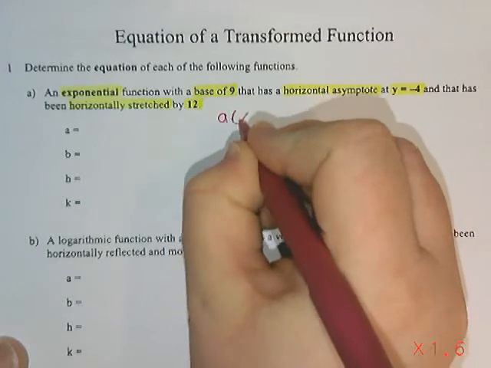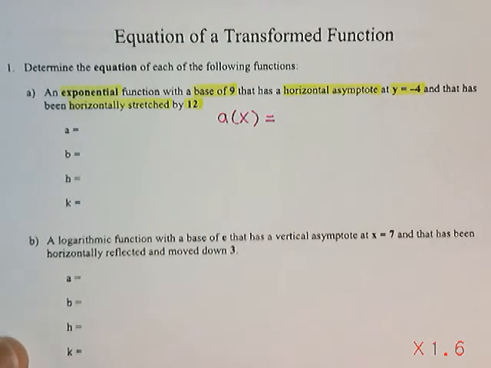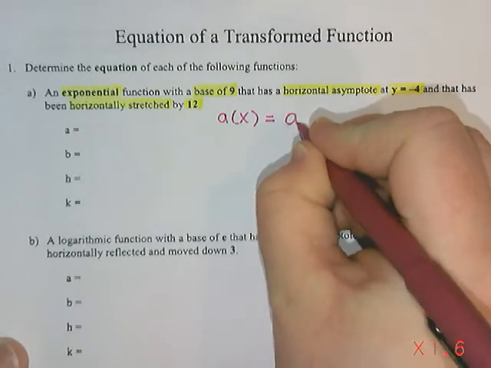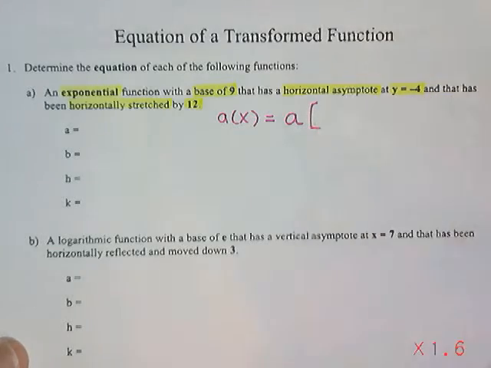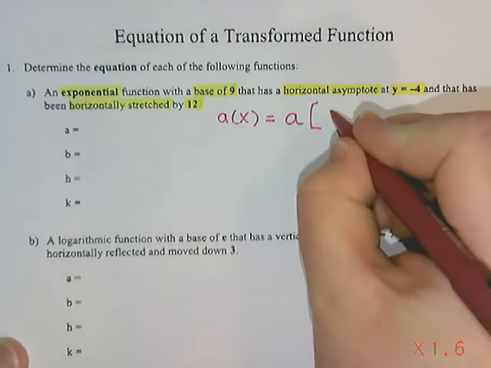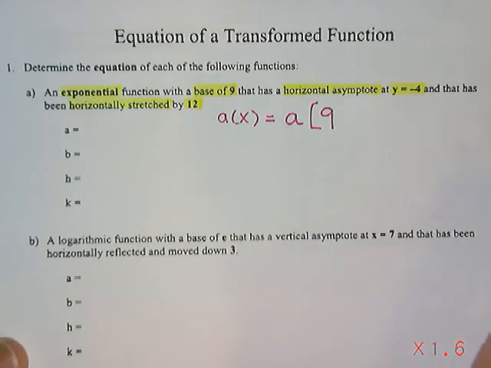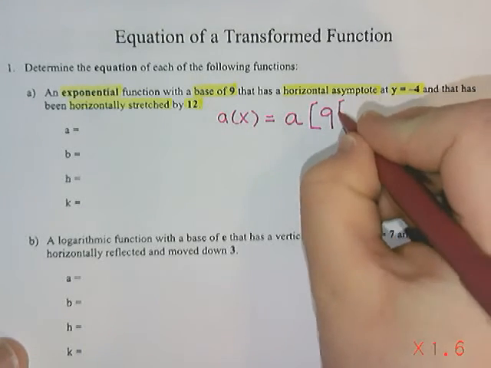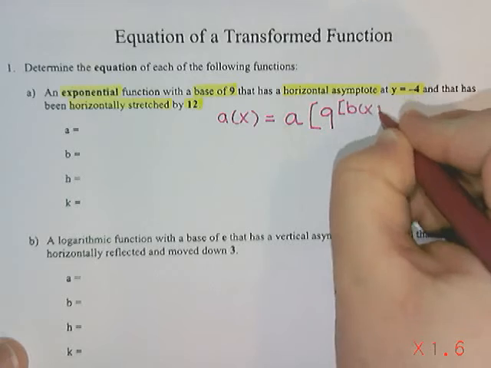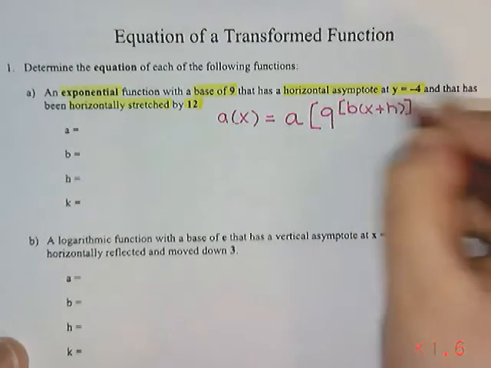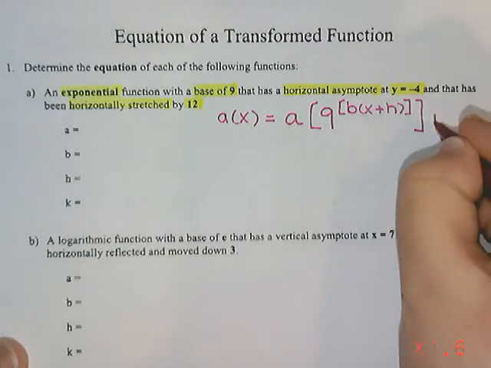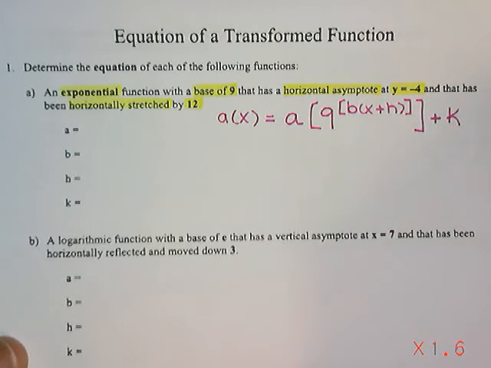So I'm going to say A of x equals, and then the standard form for a transformation equation of an exponential function has a times, so I'm going to do a bracket to show the times. The base here is 9, so 9 to the power of, and then this is where the bracket comes in. So I have b times x plus h. I'm going to close off that big bracket, and then plus k. So when I read through the information, I'm going to try to decide for each thing whether it's talking about a, b, h, or k, and what that value would be.